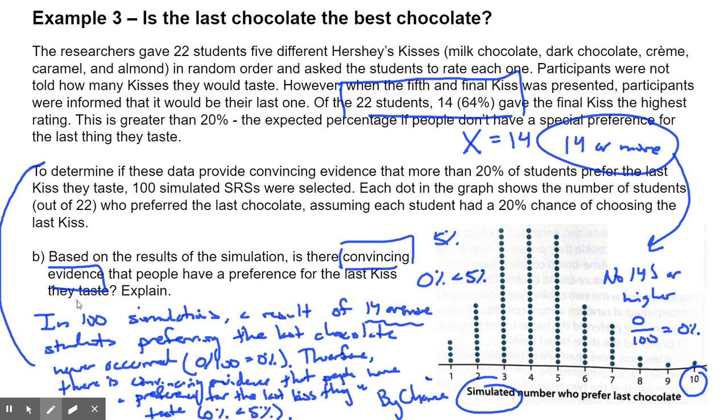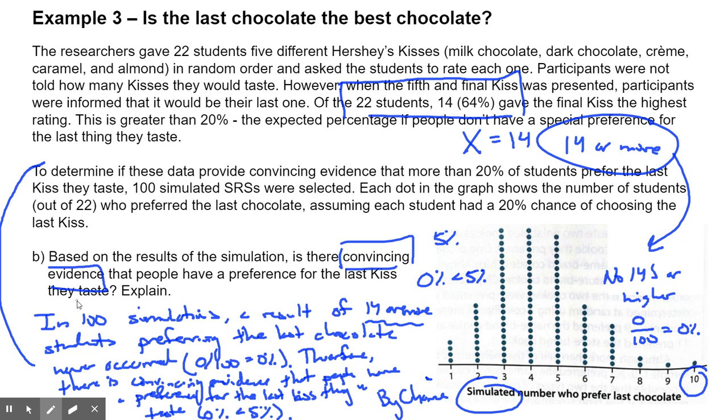So hopefully you can read all that. It says in 100 simulations, a result of 14 or more students preferring the last chocolate never occurred. And again, that's what it shows on the dot plot. Therefore, there is convincing evidence that people have a preference for the last kiss they taste. 0% is less than 5%.